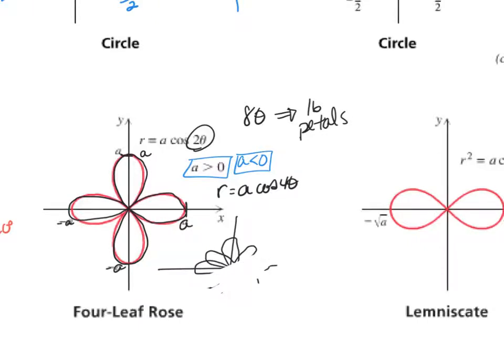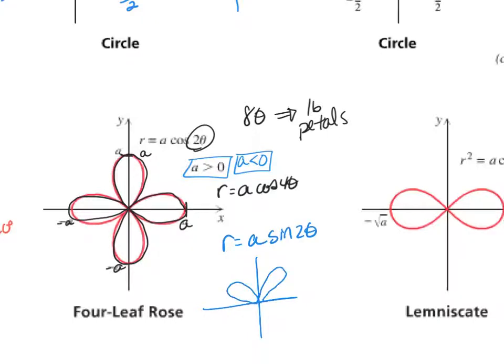Let me erase this. If I'm looking at r is equal to a sine 2 theta, then it's going to look like this, where I have this, and again, that's some great drawings. The radius still has a radius of a. In other words, the length of the petal is still a. It's just orientated differently.